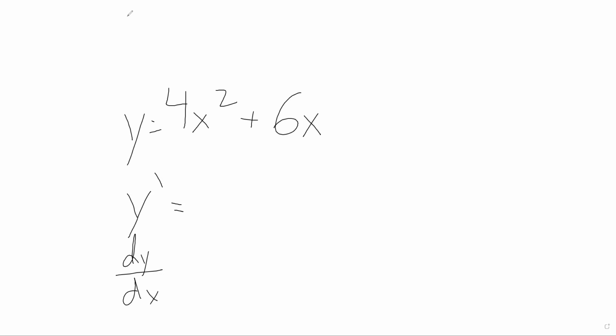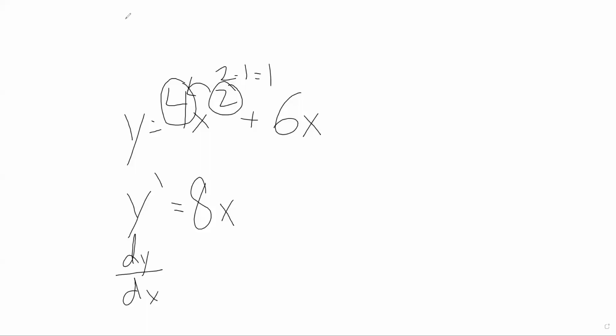In order to quickly do it, you take the exponent and multiply it by the coefficient. So 4 times 2 is 8. Keep the x, and then you subtract 1 from the exponent. So 2 minus 1 equals 1, so obviously we can get rid of that. We're just left with the x.